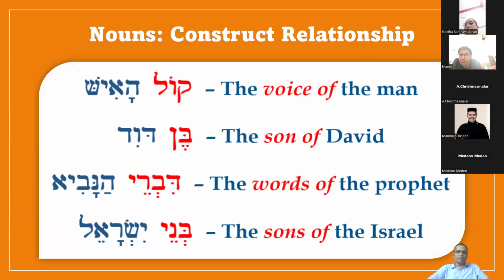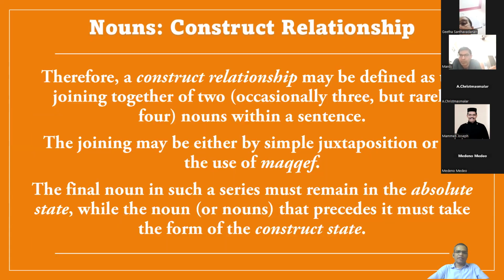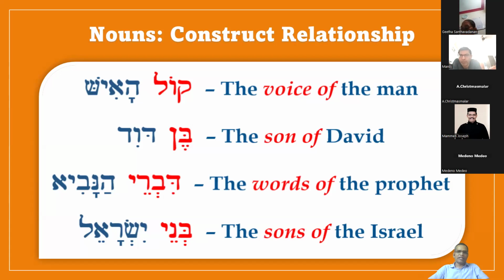So you would have noticed in the previous example also, Ish, same form. So that means we can easily understand that monosyllabic nouns with unchangeably long vowels, both in the absolute state and the construct state, will be in the same form. There will not be any change. Look at the next example. Here also one vowel is missing. Sorry. Ben David. Ben David.